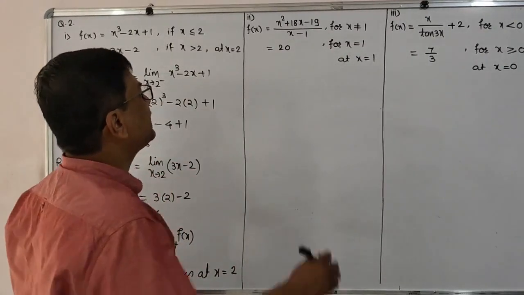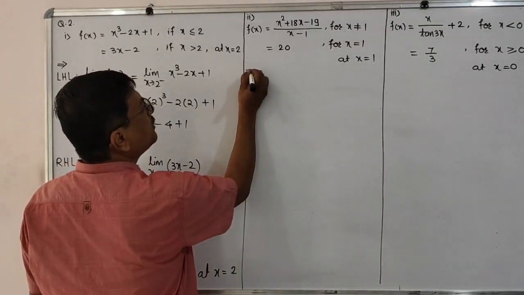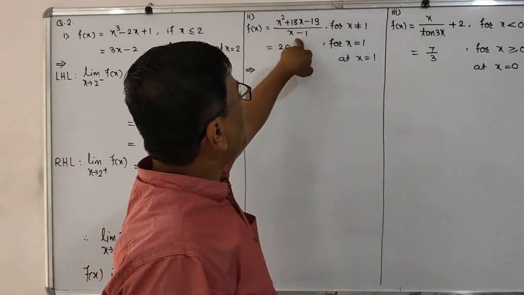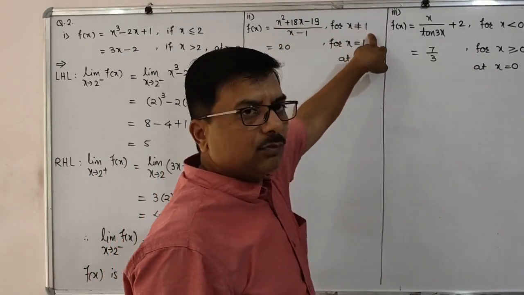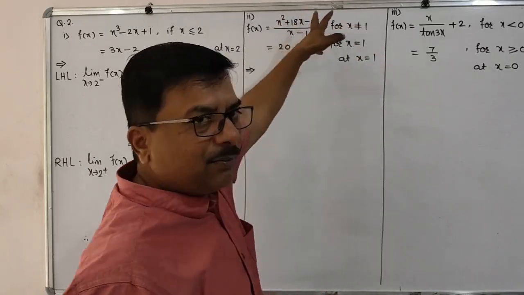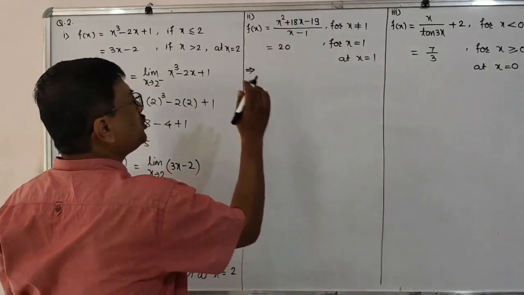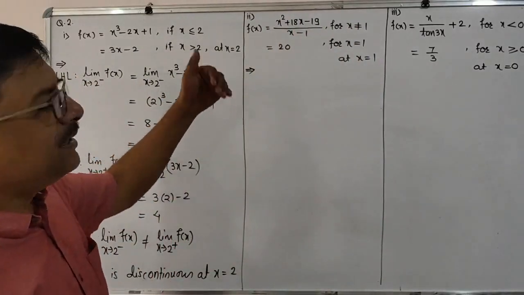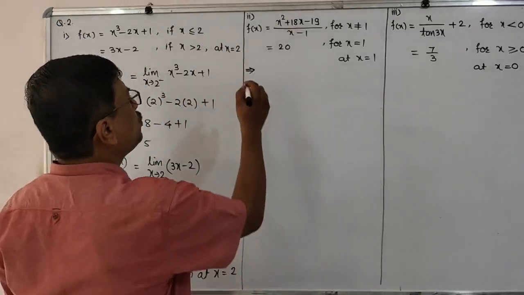Look at the second example. Function is given: x square plus 18x minus 19 divided by x minus 1 for x is not equal to 1, means for less than 1 and greater than 1. This is a rational function, remains constant, means no need to find LHL and RHL separately. Directly we can find the limit of the function as x tends to 1.